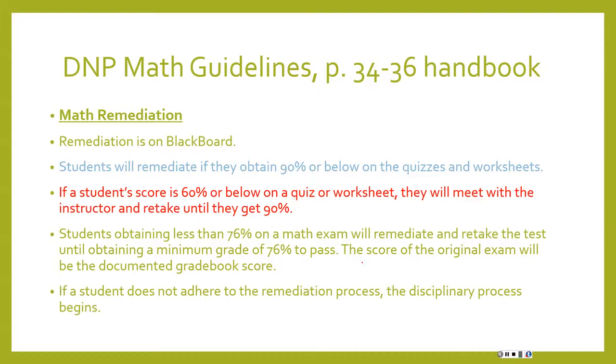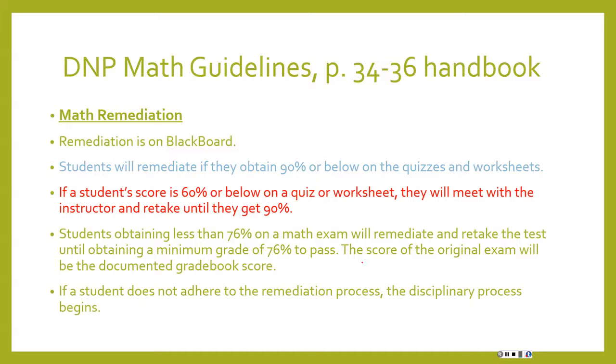There is remediation for math, and remediation is found on Blackboard. We talked about this a little bit during orientation, but just to highlight it again now, you will need to score 100% on the math quizzes each week in order to not have to remediate. If you get one wrong and you're at a 90%, all the math quizzes are 10 questions. So if you do not get 100%, if you score 90 or below, you do need to remediate.